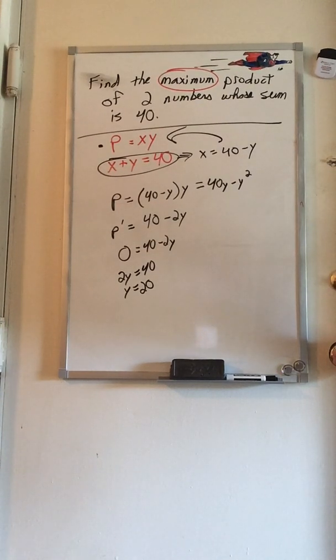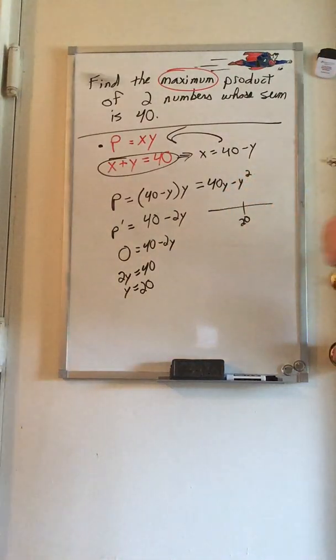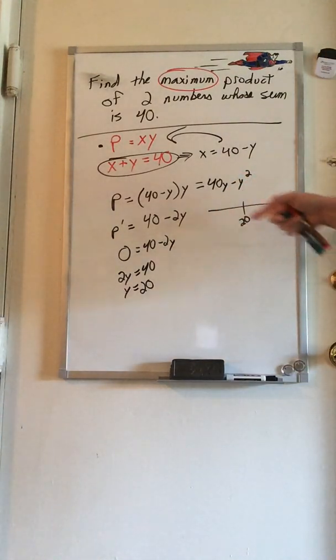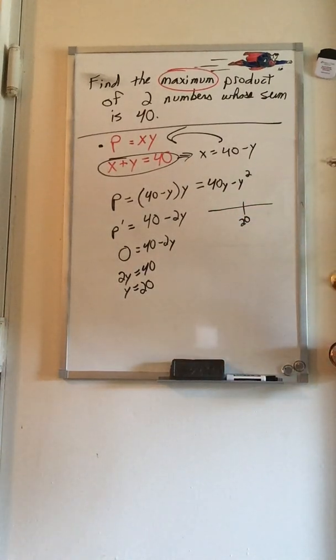One thing I would point out, if we were just, say, graphing this function to determine if it was a max or a min, the next step would be to do a sign chart, put 20 right there, and then check the values on either side of this in the derivative, to see if you end up getting a positive or a negative to make sure this is the maximum.